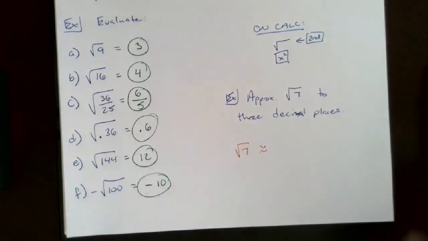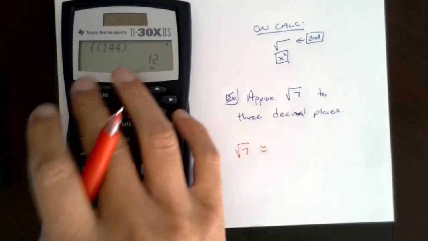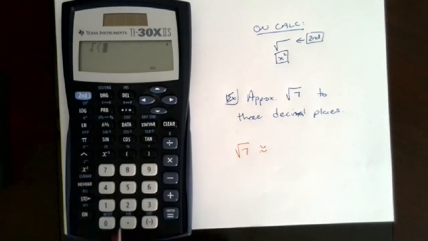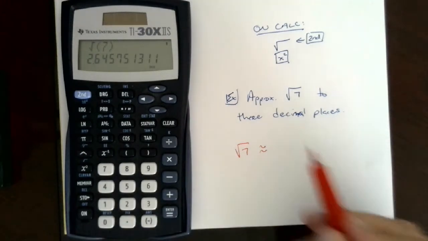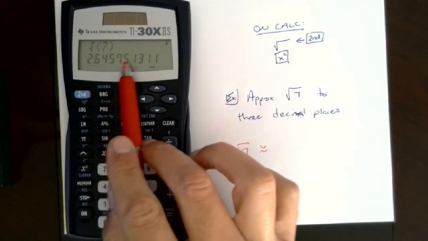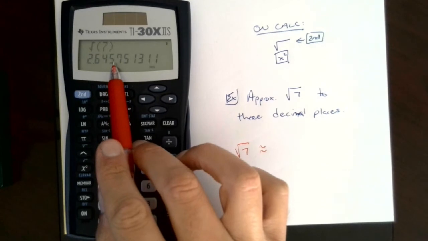The squiggly equal sign is an approximation symbol, and if I take the square root of 7 on here and hit enter, I get 2.6457. We're rounding to 3 decimal places, so that 7 will tell us to round that 5 up 1, right?